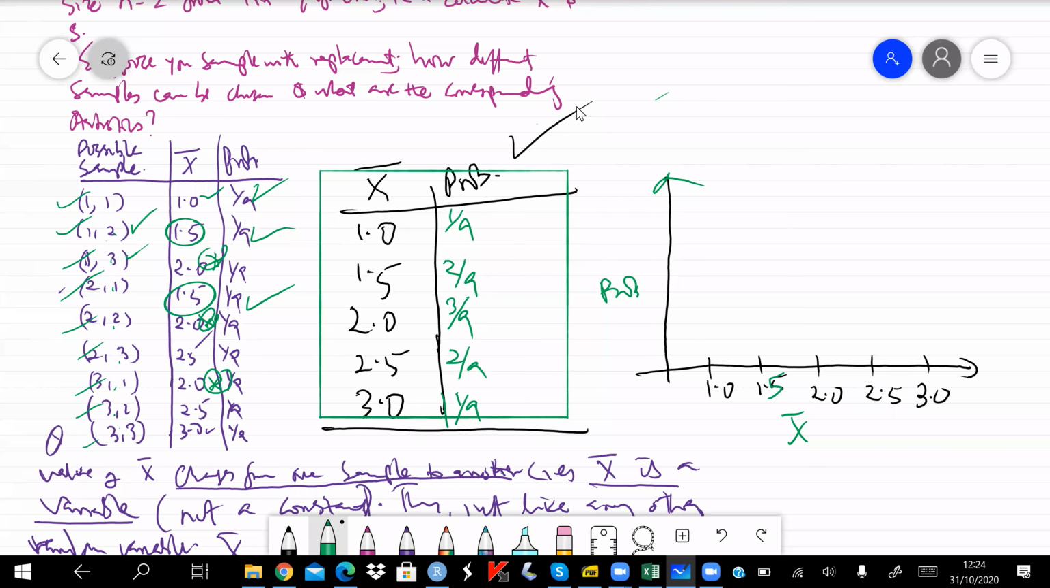So when X bar is equal to 1, the probability is 1 out of 9. This is not drawn to scale. When X bar is 1.5, this goes up to 2 out of 9. When X bar is 2.0, we have 3 over 9. When X bar is 2.5, 2 over 9. And finally, 1 over 9.